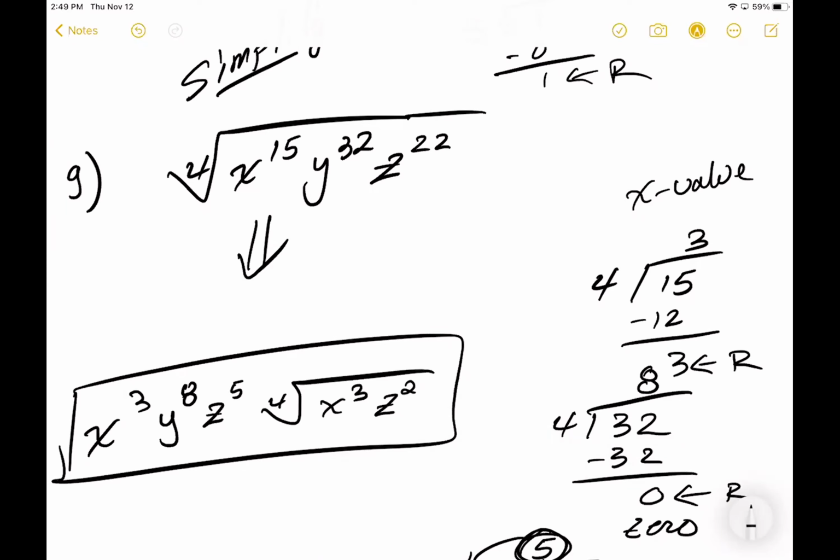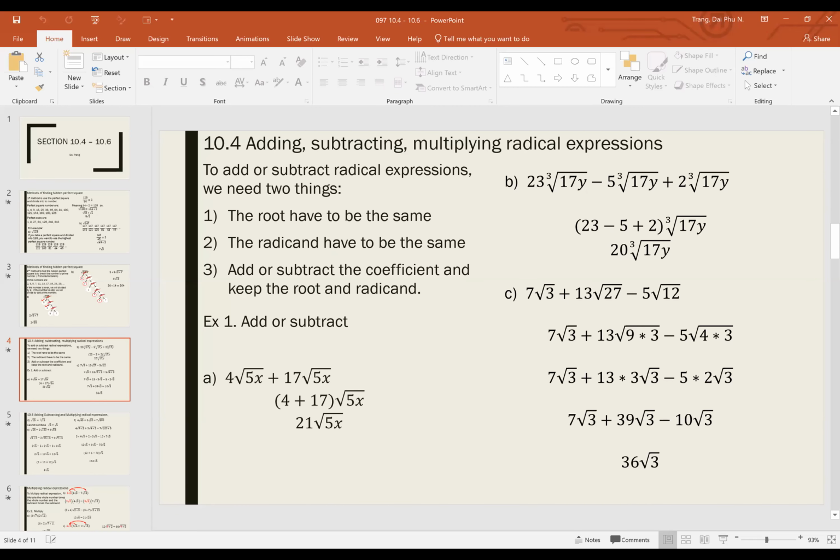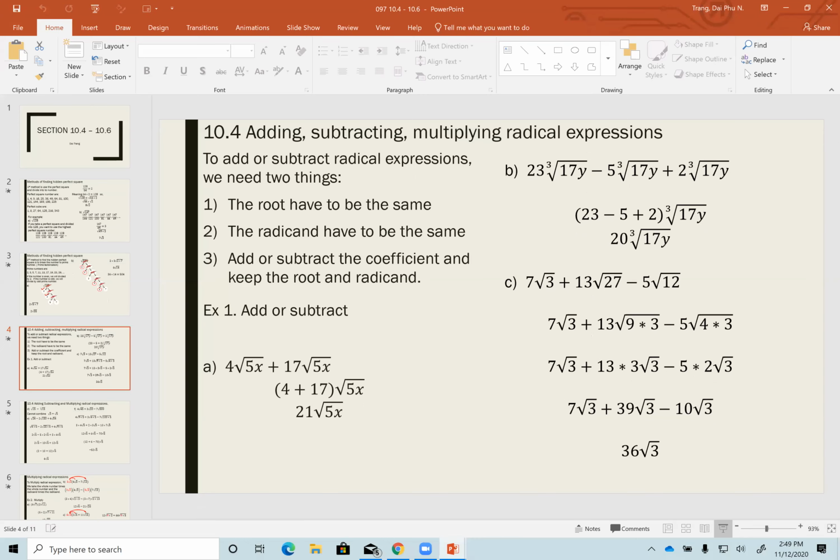So the last thing I want to cover for today is how do we add, subtract, or multiply radical expressions? This is the last thing I want to do in terms of this material, and next week we will finish chapter 10. In order for you to add, there are two things you need.